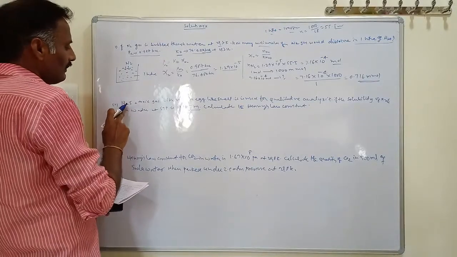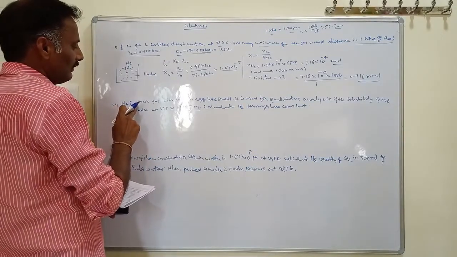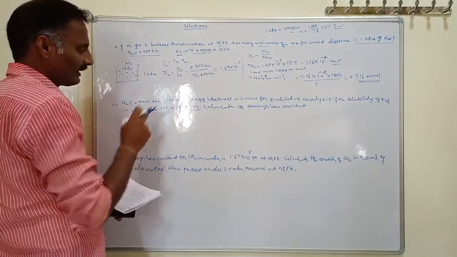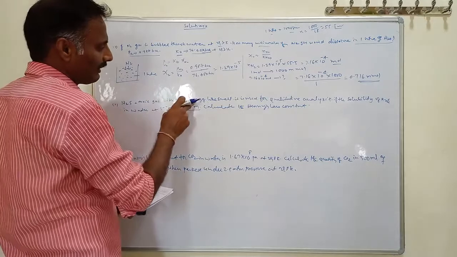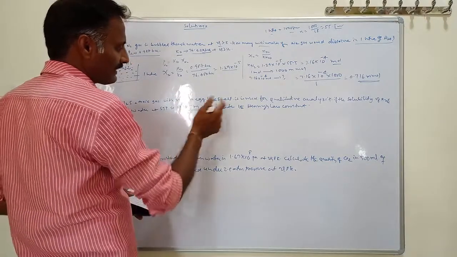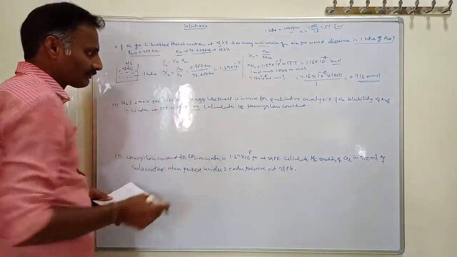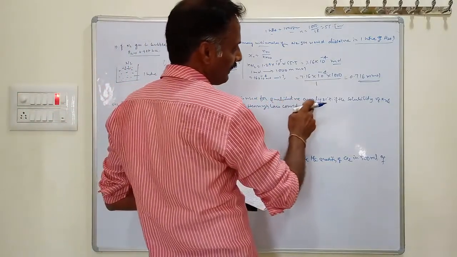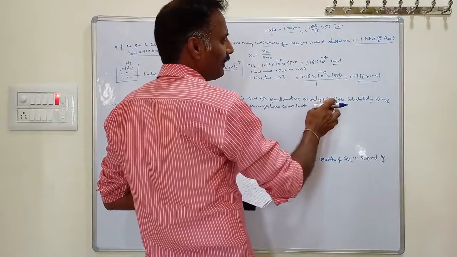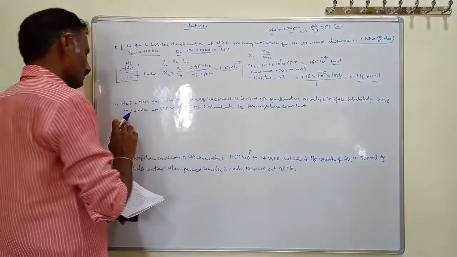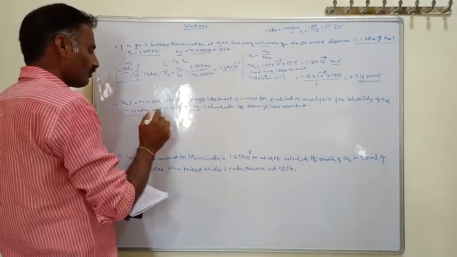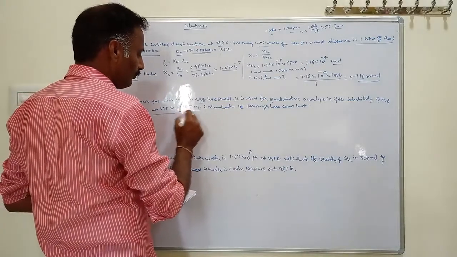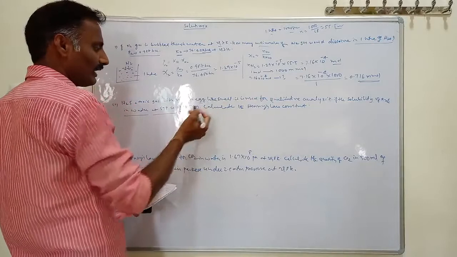Similarly, here is one more problem. Here, second problem. H2S, hydrogen sulfide, is a toxic gas with a rotten egg-like smell, and it is used for qualitative analysis. If the solubility of H2S in water at STP is 0.195 molality.